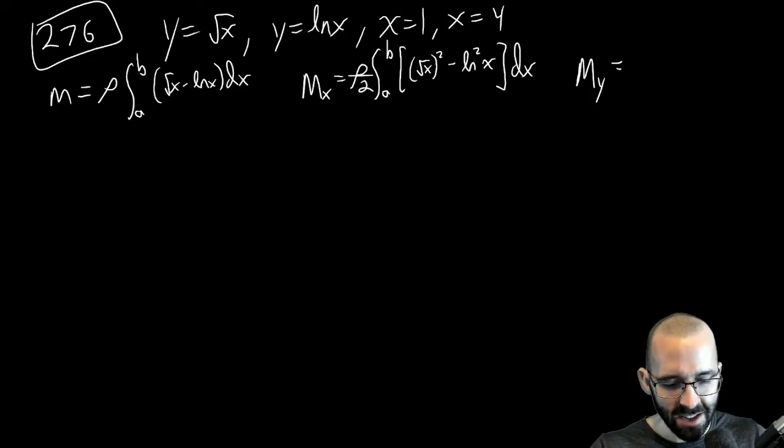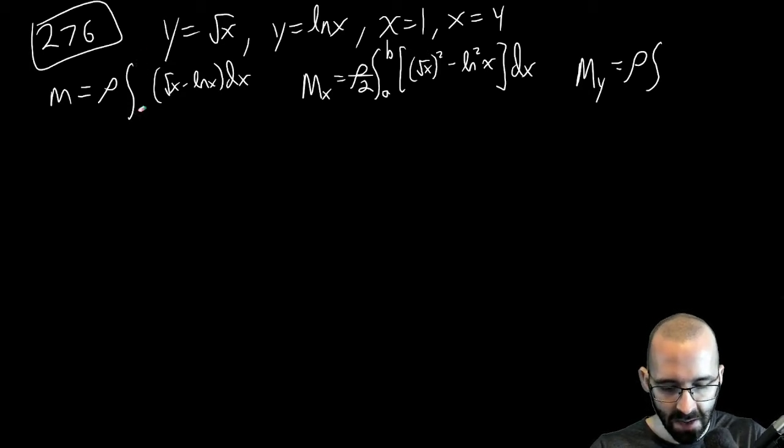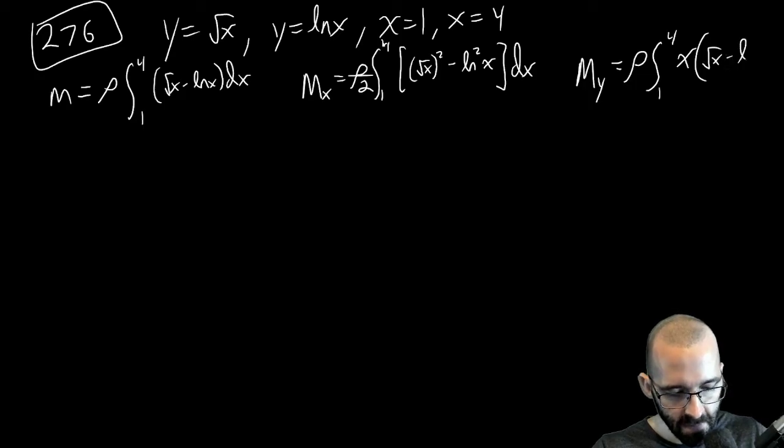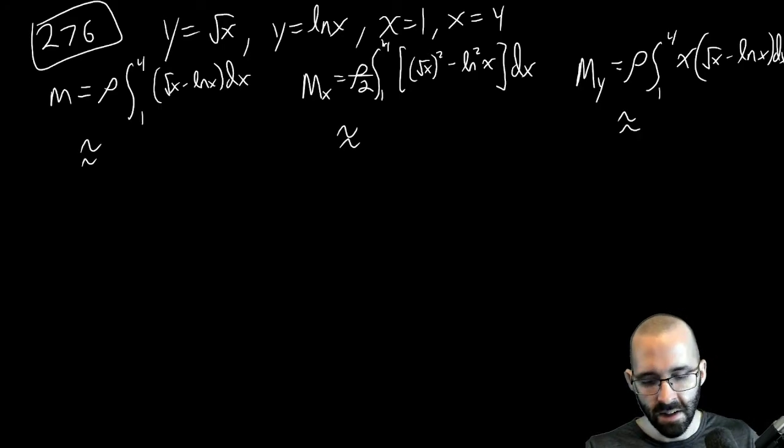And the last one is just rho x dx, I believe. Oh, and a and b are 1 and 4, by the way. Let's fill those in. We don't know rho. It doesn't matter. Integral from 1 to 4 of x times top minus bottom. So let's calculate each of these. Shall we?